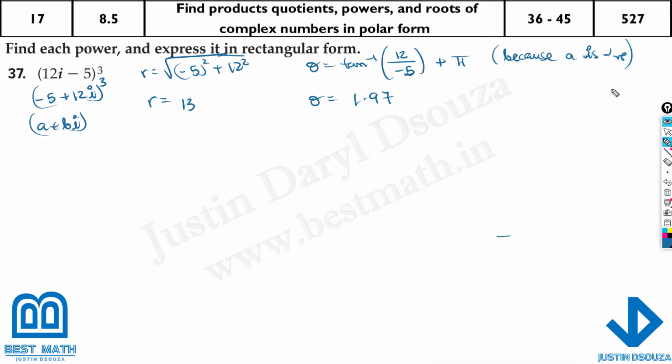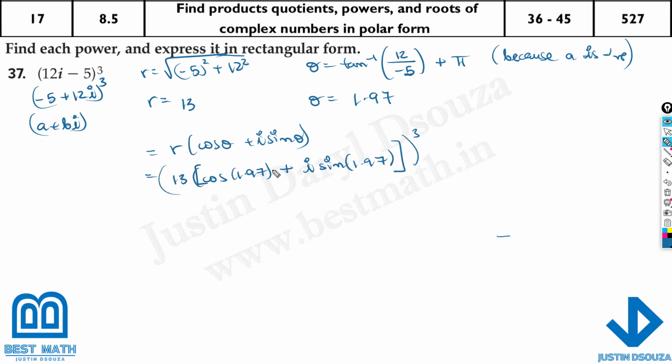Now then, what do we need to do? We have to solve using de Moivre's theorem. First let me write it in the polar form. This particular question will be equal to r times cosine theta plus i sine theta. Here we have r is 13 times cosine 1.97. It's not written in terms of pi, but that's fine. This value, you need to put it properly. And sine 1.97. This everything is raised to the power of 3. So that is going to be 13 to the power 3 times cosine 3 times 1.97 plus i sine 3 times 1.97. That is how we use the powers here.